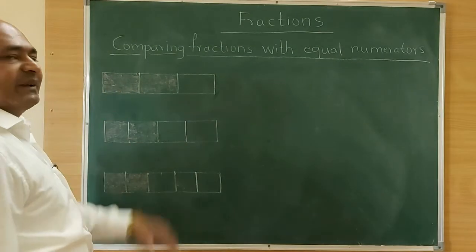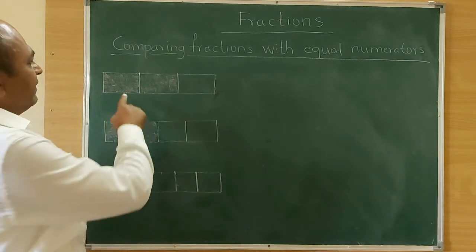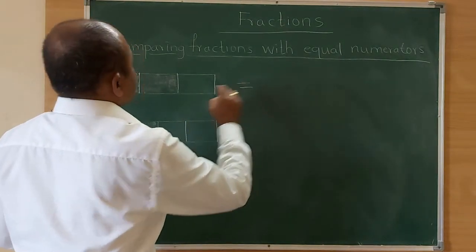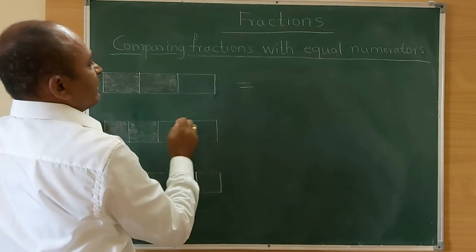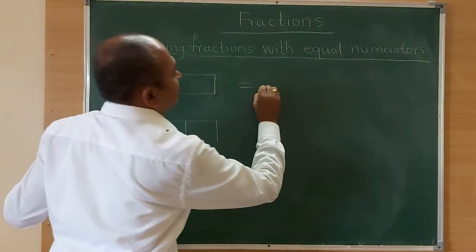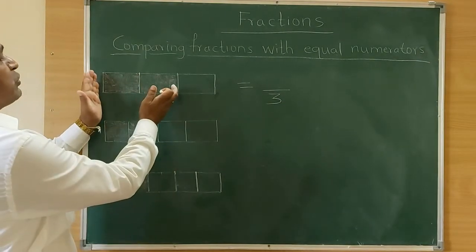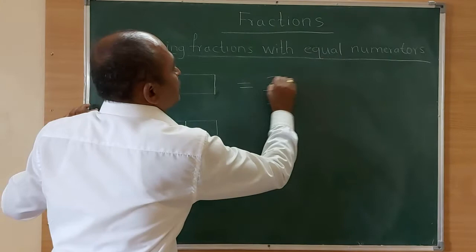Now let us see the fun. Now in this figure, can you write the shaded part in terms of a fraction? Yes. Total strip, how many equal parts is it divided into? It is divided into 3 parts. So denominator will be 3. And you have to show the shaded parts. So 2 parts out of 3 are shaded. So 2 upon 3.